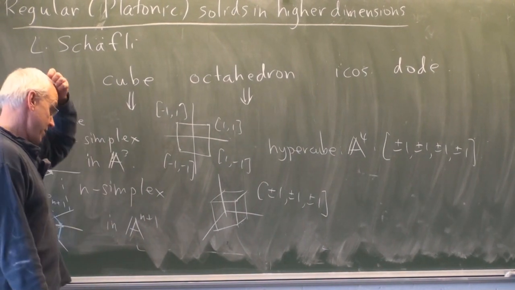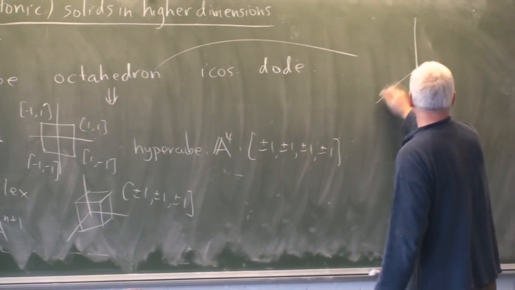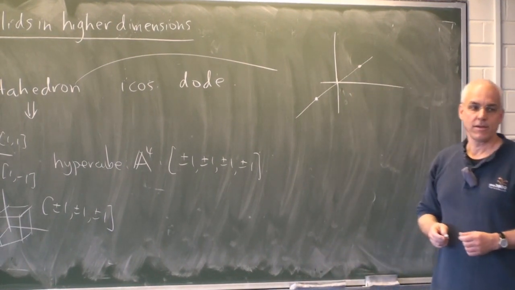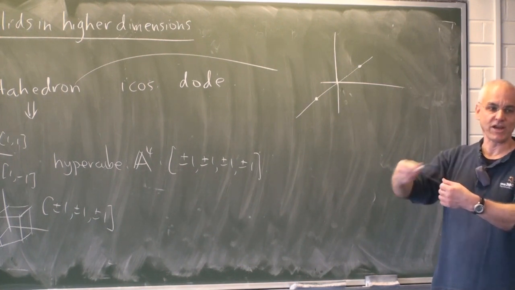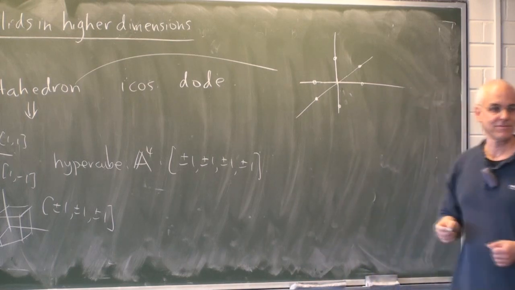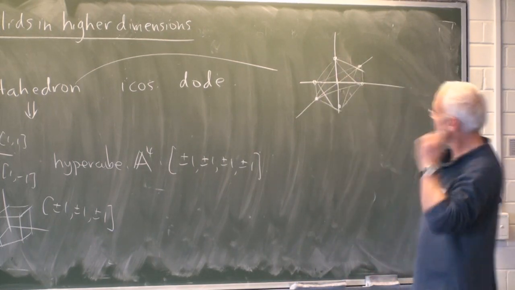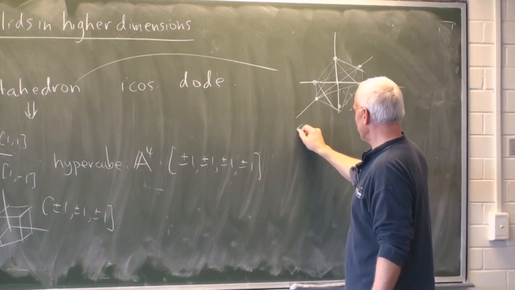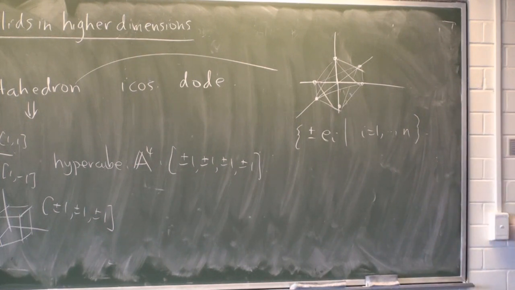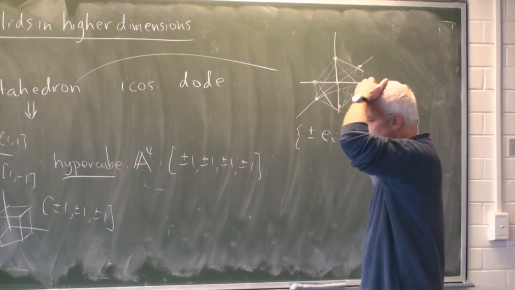What about the octahedron? What's the right way of thinking about it? Well, you take the standard coordinate vectors again, and now you take unit vectors in both directions on each of the axes. So plus or minus the unit vectors. So there's a square there. What we're doing here is taking things of the form plus or minus e_i, where i goes from 1 to n, where the e_i are the standard basis vectors. So that gives us our hypercube, and this one is often called an orthoplex.